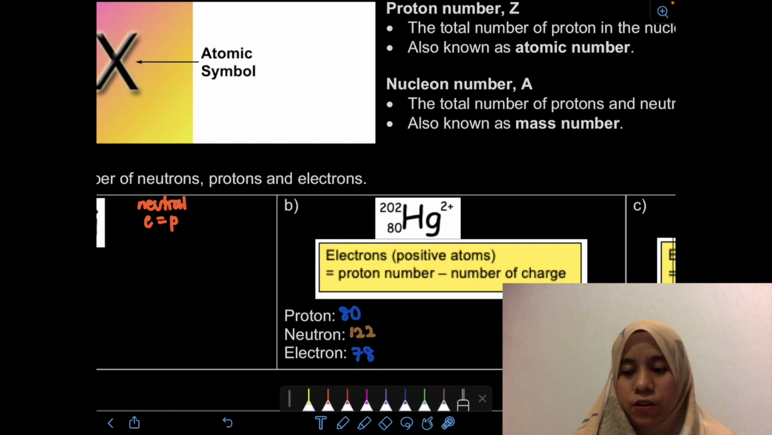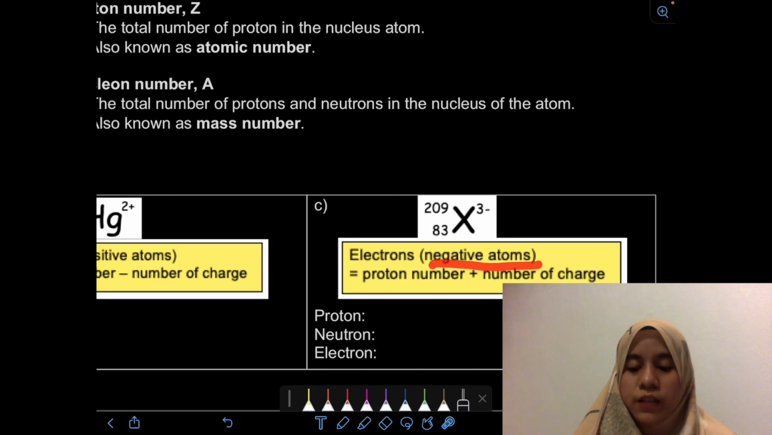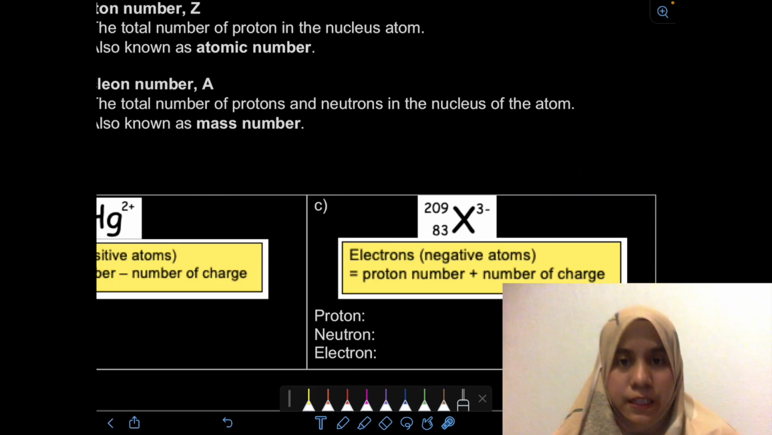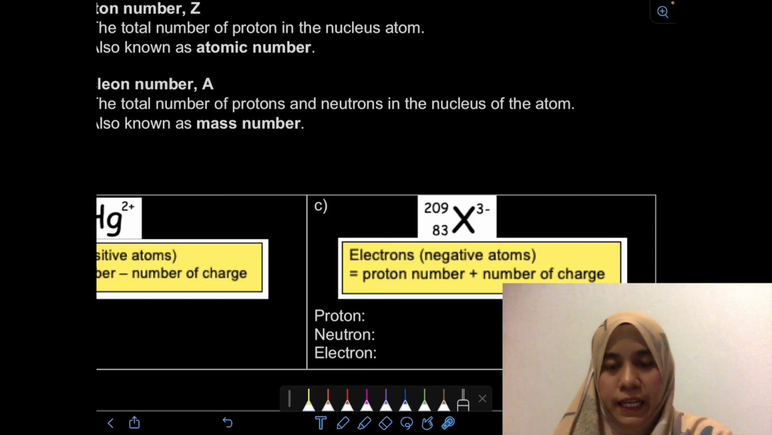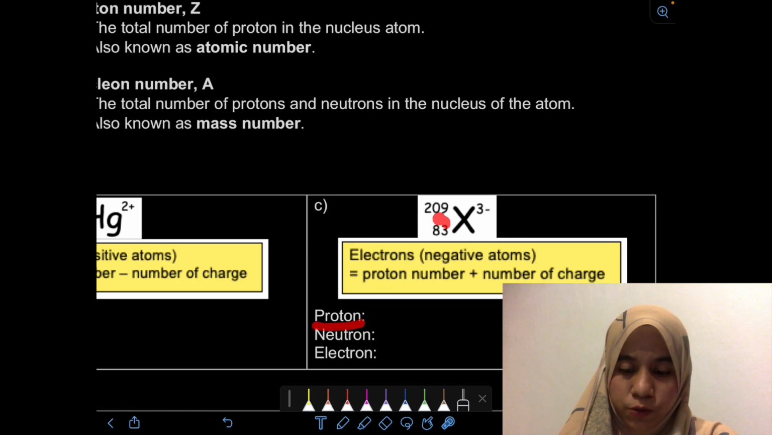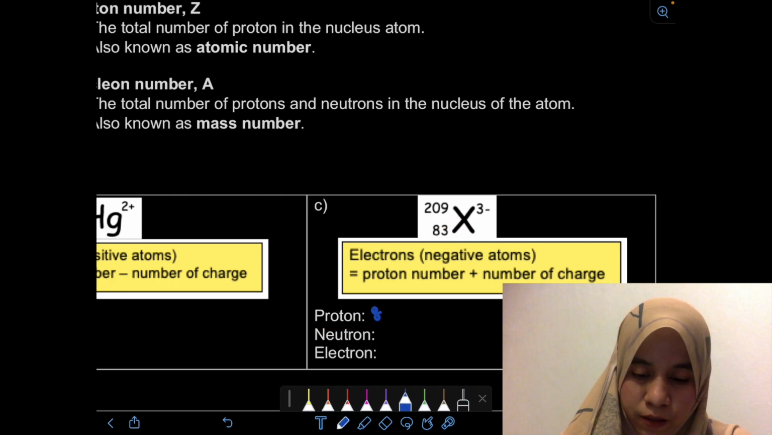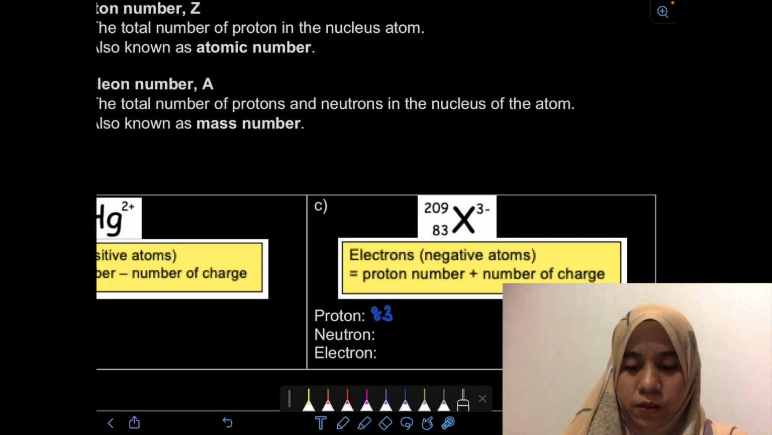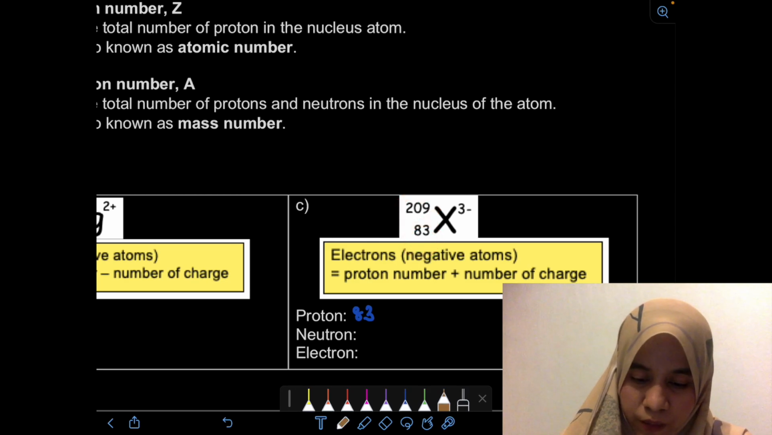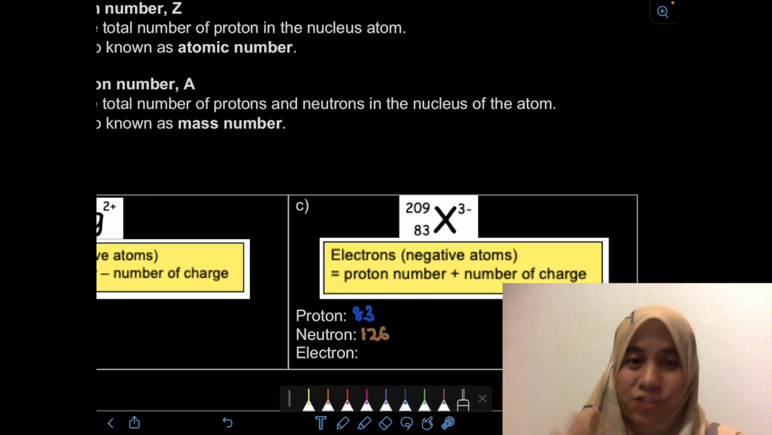And last case kita akan tengok kalau the negative atom pula. So kalau negative atom, what it means is that electron tu is more than proton. So kat sini nanti lain lah pula calculation dia. It's not minus anymore. Okay, tapi sama juga kita nak kira proton kita. Proton based on our isotope notation, here we have 83. Okay, neutron kita adalah nucleon number minus kita punya proton number. So here is actually 209 minus 83, berapa? 126.